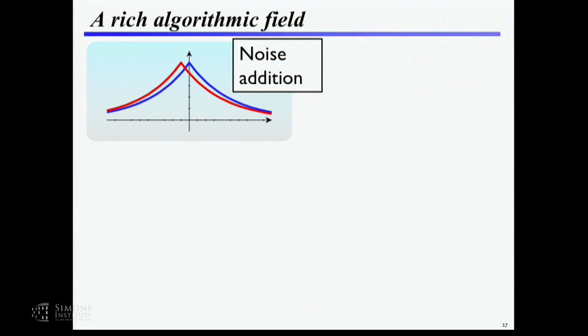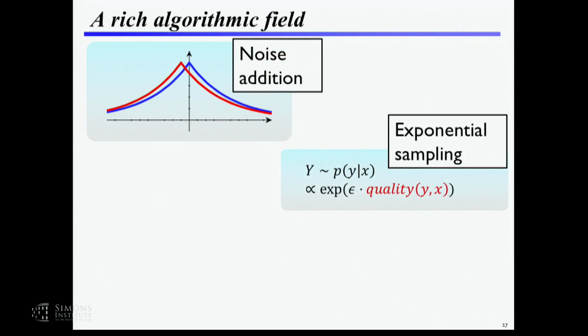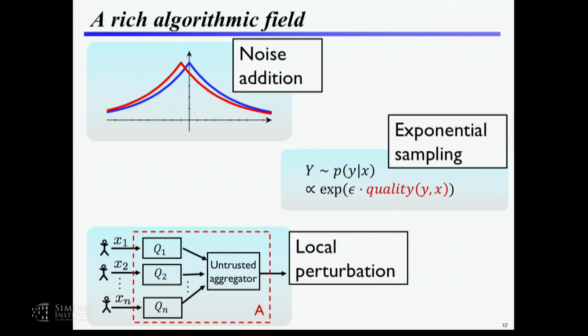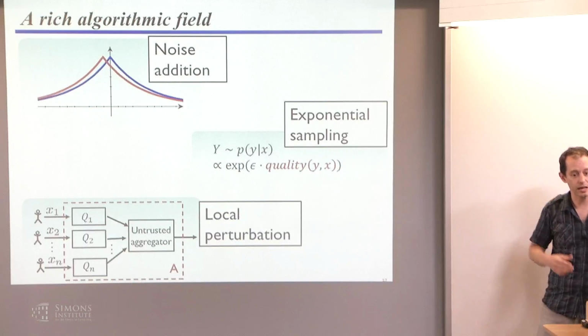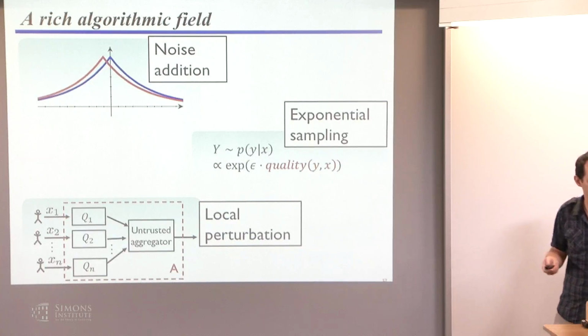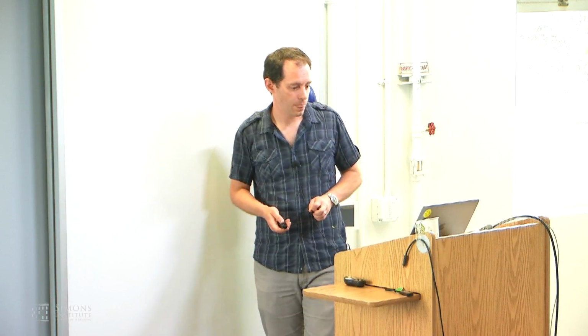In fact, there are at this point lots of other algorithmic techniques. In addition to noise addition, there are various kinds of ways to use exponential sampling. There are a bunch of other things. There's a whole other class of algorithms based on local perturbation. But the point is that if we develop general tools and theorems that relate properties like differential privacy to generalization, then we get to use this whole toolbox when we're designing algorithms. Okay, and I'll try and give you some flavor of how that works. Okay.